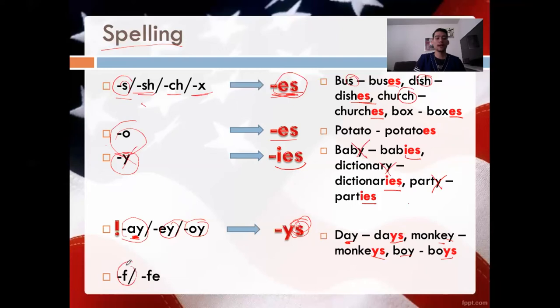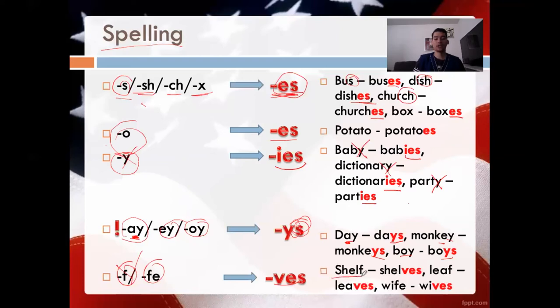Substantivos que terminarem em F e FE, a gente vai fazer o quê? Vamos tirar o F e acrescentar V-E-S. Shelf fica shelves. Leaf, folha. Leaves, folhas. Wife, esposa. Wives, esposas. Então, terminou em F, a gente vai fazer o quê? Tira o F e coloca VES. Leaf, tira o F, coloca VES. Ok, pessoal? Se vocês não tiverem conseguido entender, voltem um pouquinho o vídeo e continuem a explicação, tá ok?